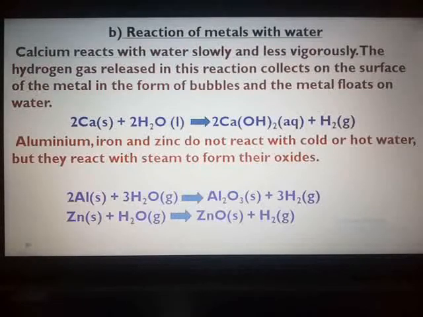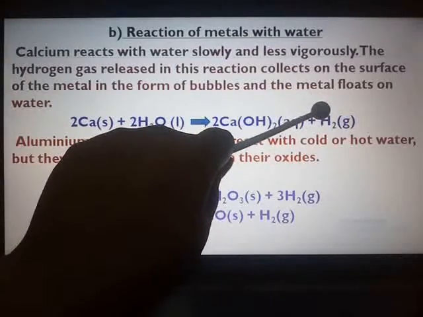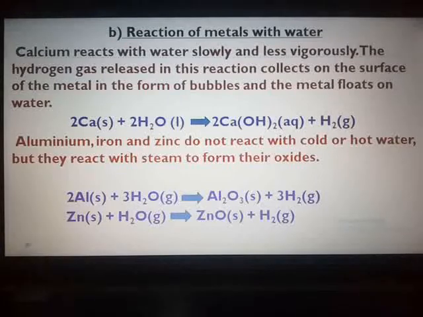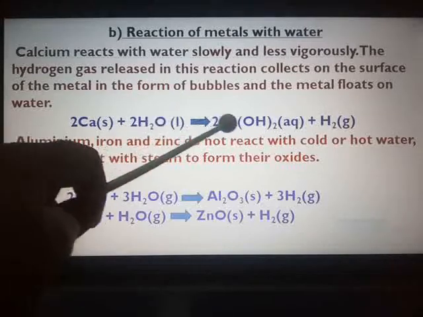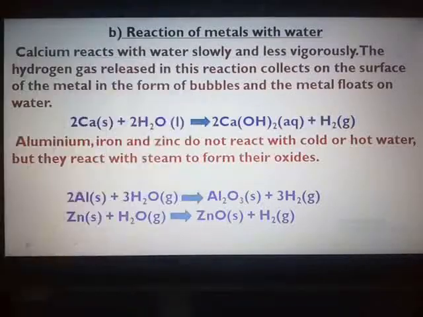Next we had seen the reaction of metals with water. Here I had told you calcium reacts with water very slowly and less vigorously, and in this process when calcium reacts with water, the gas liberated is hydrogen. So this liberated hydrogen gas collects on the surface of calcium in the form of bubbles, and then the metal, the calcium, floats on water. So this is the chemical reaction.